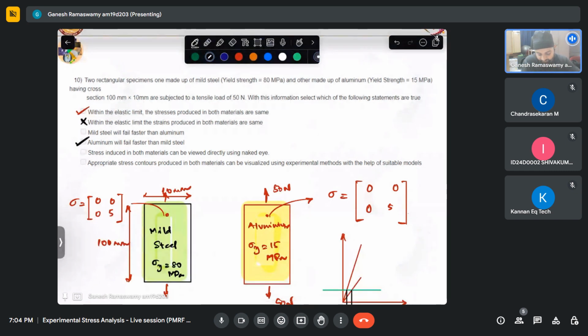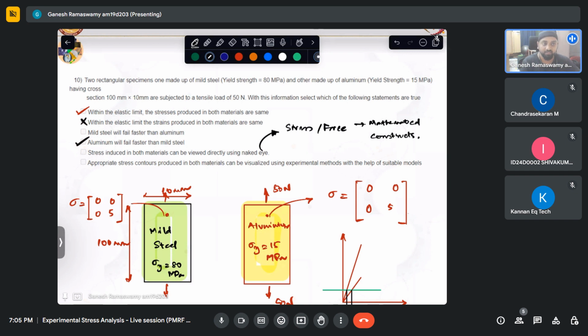Stress induced in both the materials can be viewed directly using the naked eye. Can stress be viewed is a question. No, we are not using any polariscope here. It just says that we are viewing the model. So stress, force, these are all abstractions. These are mathematical constructs. They are not measurable.